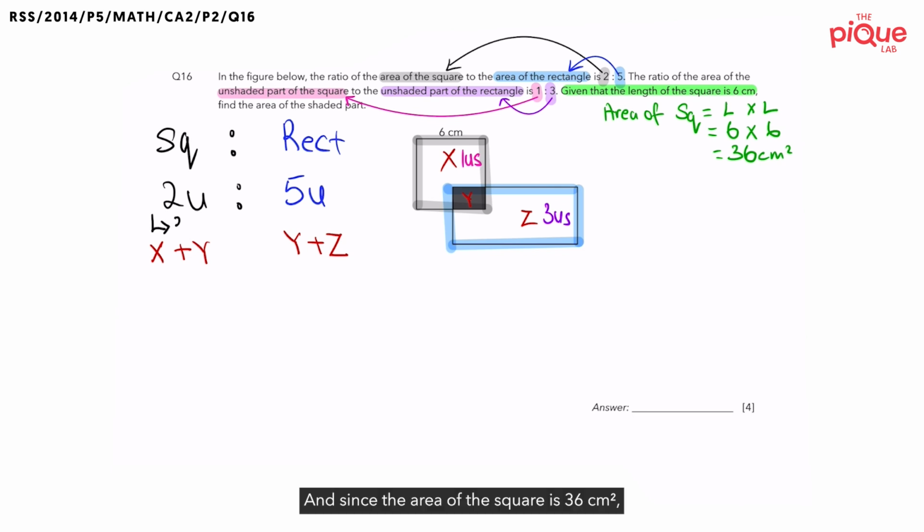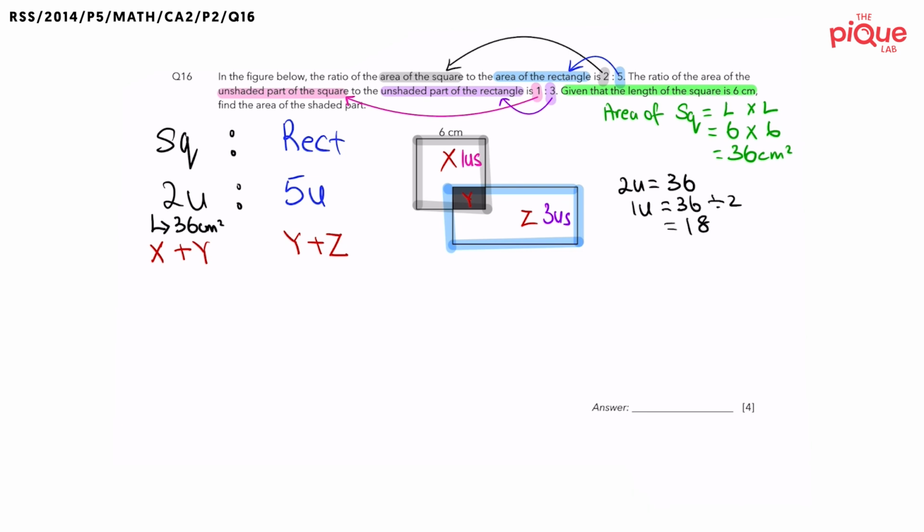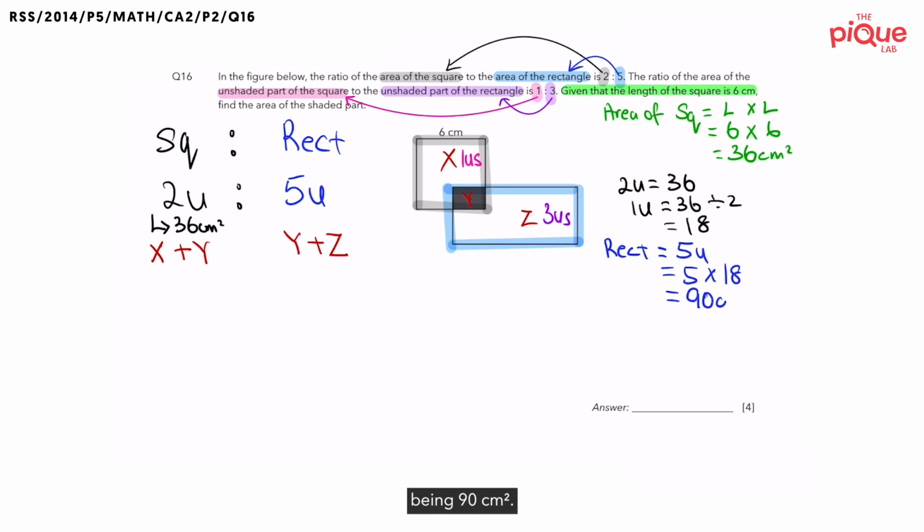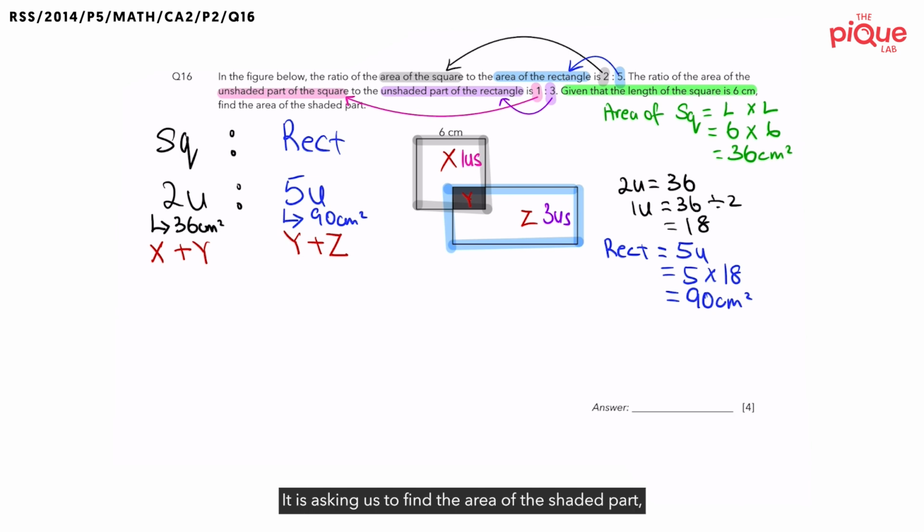Remember that we have noted 2 units for the area of the square. And since the area of the square is 36 cm squared, 2 units will equate to 36 cm squared. Always remember to find 1 unit, which will give us 18. Going back to our blue rectangle, we need to find 5 units. And we will arrive at the area of the blue rectangle being 90 cm squared. So what is the question asking for? It is asking us to find the area of the shaded part. And the shaded part, to us, is now known as letter Y.